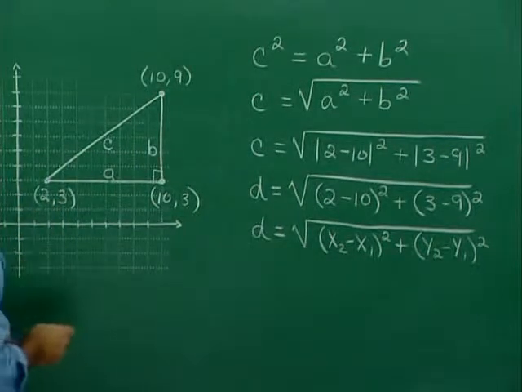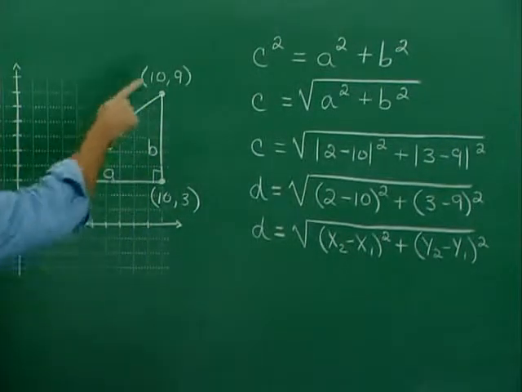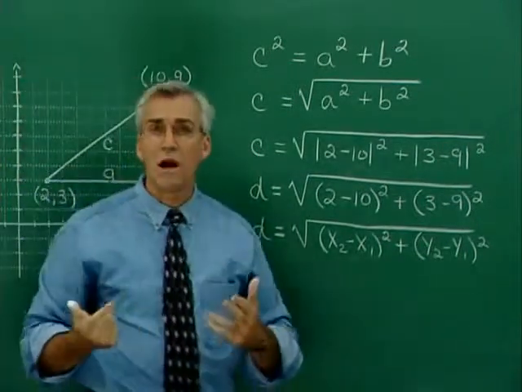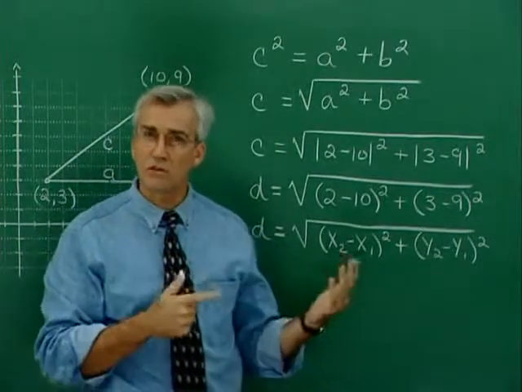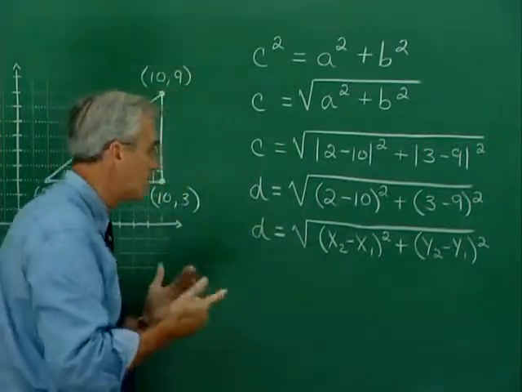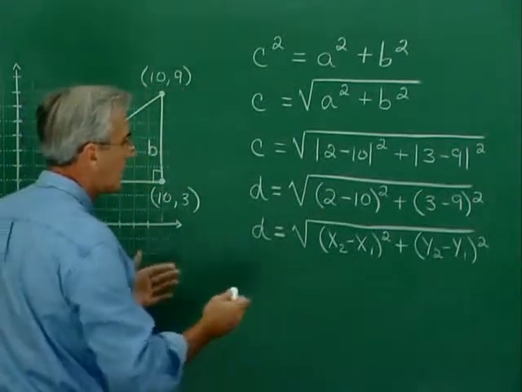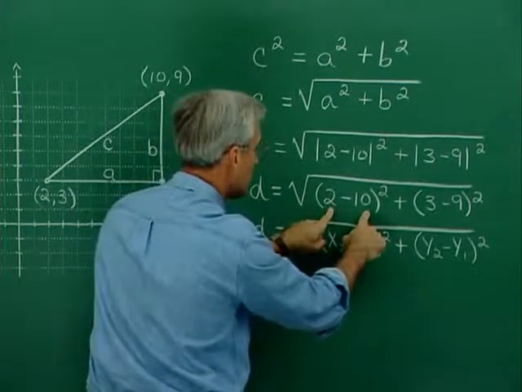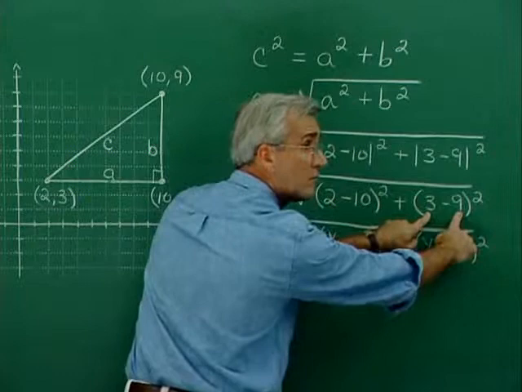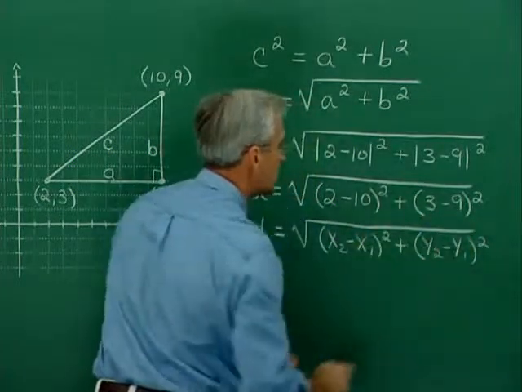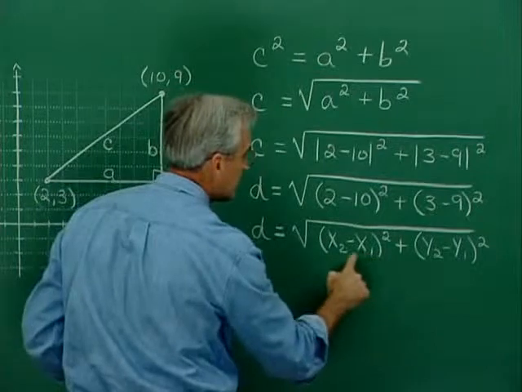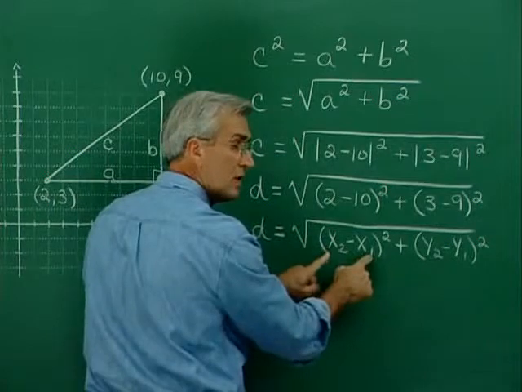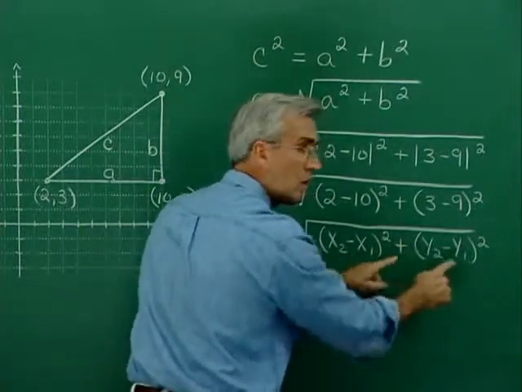Now, to generalize the situation, whether I was using the points 2, 3, 10, 9, or simply x, y, or x1, y1, x2, y2. You see, I could use general points to develop this distance formula. And the distance formula then emerges like this. This is just a difference in x components, or a distance in horizontal distances, and this is just a difference in y components, or a difference in vertical distances. Now the subscript numbers here just indicate that these are different x components. And these just say that these are different y components, and that's all.